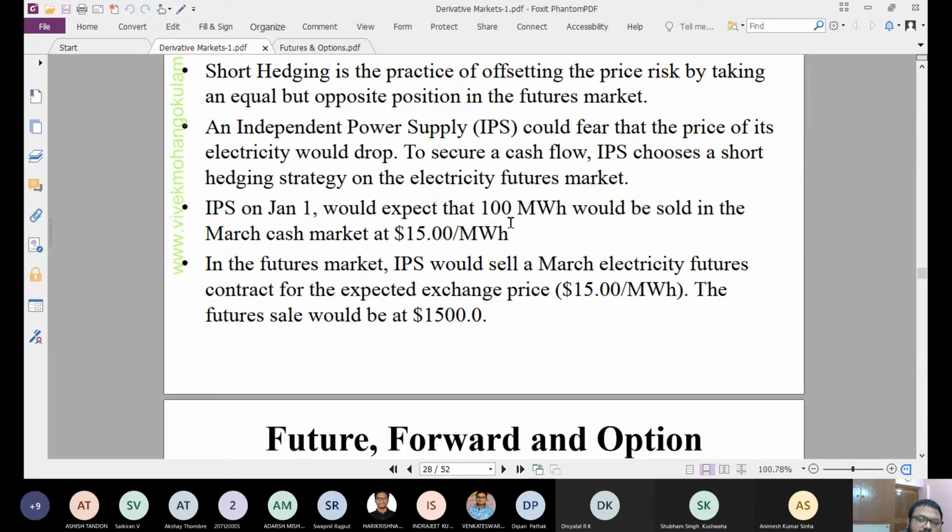That means here the physical contract may or may not happen, we don't know, but anyway, if it's in the spot market, then physical trading will happen. So for 100 megawatt hours, he expects that $15 per megawatt hour he will get. So in the futures market, IPS would sell a March electricity futures contract for the expected exchange price, $15 per megawatt hour. The future sales would be $1,500. So he is selling a March electricity futures contract for the expected exchange price because he wants to assure his rate at $15 per megawatt hour.